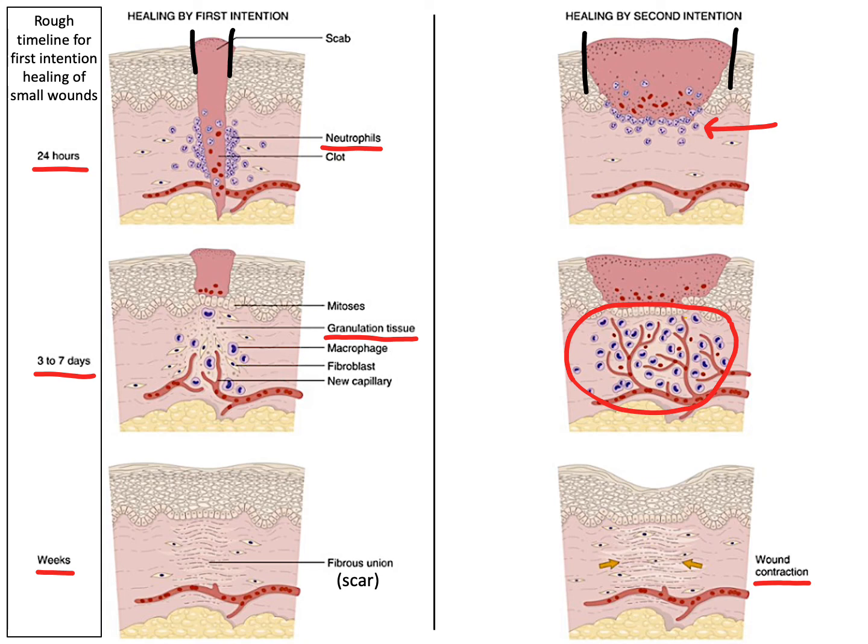And in second intention healing, you have something called wound contraction, and that's because the edges aren't close together from the very beginning. So you're going to have to contract that wound to make it smaller, kind of pull it together as you're knitting that collagen in place.